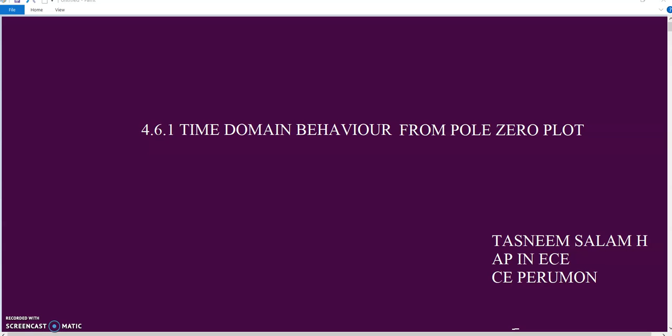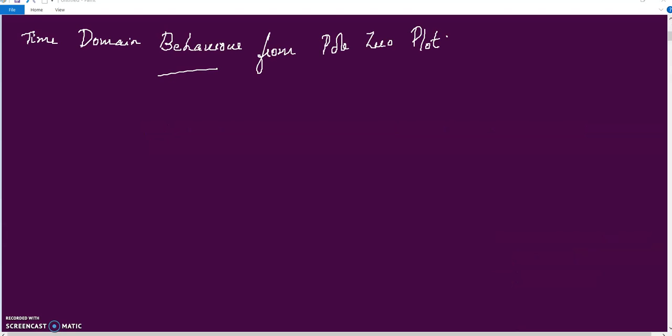In this session, I'll be explaining to you the time domain behavior from the pole zero plot. From the earlier sessions, you know what a pole zero plot is. So here we are going to study how we can determine the time domain behavior from the pole zero plot.